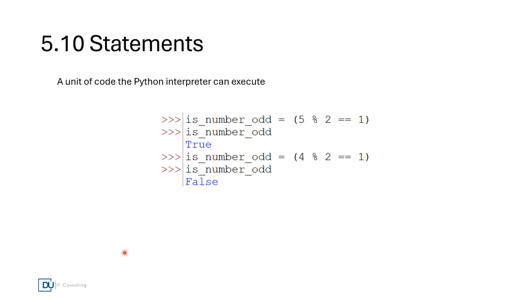A unit of code that the Python interpreter can execute is called a statement. Now let's take a look at an example where we are just trying to see whether a number is odd or not. It's a simple statement. 5 modulo 2, we're checking whether it is equal to 1. If it is equal to 1, then it is an odd number. In this case, 5 modulo 2 is equal to 1, and 1 equal to 1 is true. And in the second case, it is false.